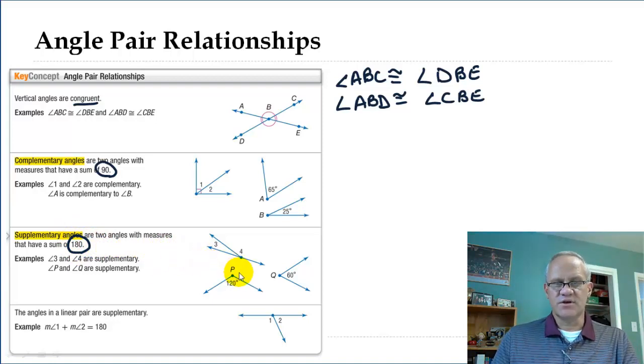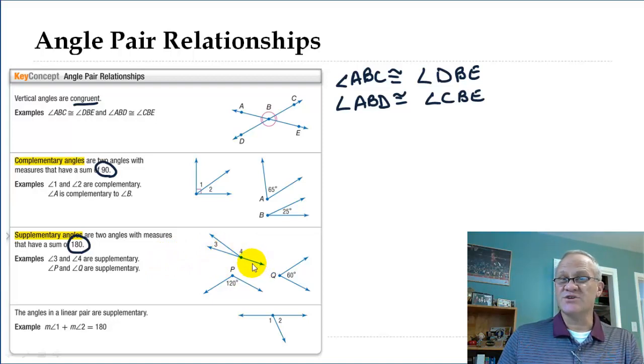Okay? So let's look at a couple of examples again here. Look at angle 3 and angle 4. Remember we talked about a straight line being 180 degrees. So if you have two angles that are kind of mushed together like this, where they're adjacent and they make a straight line, they're going to be supplementary.